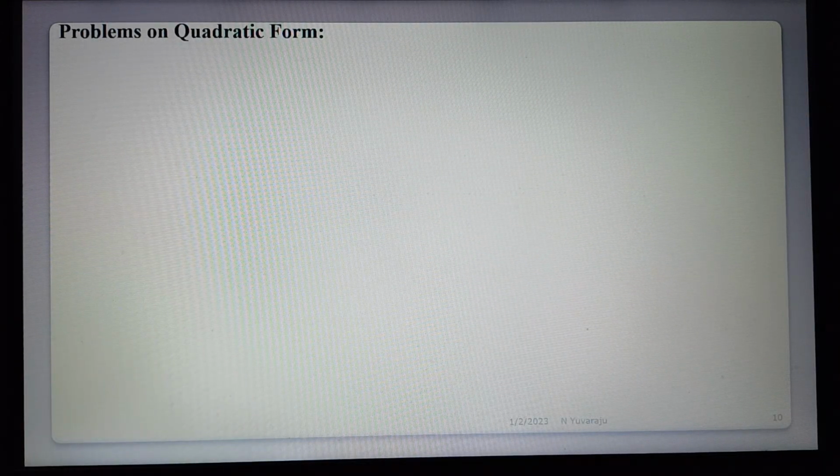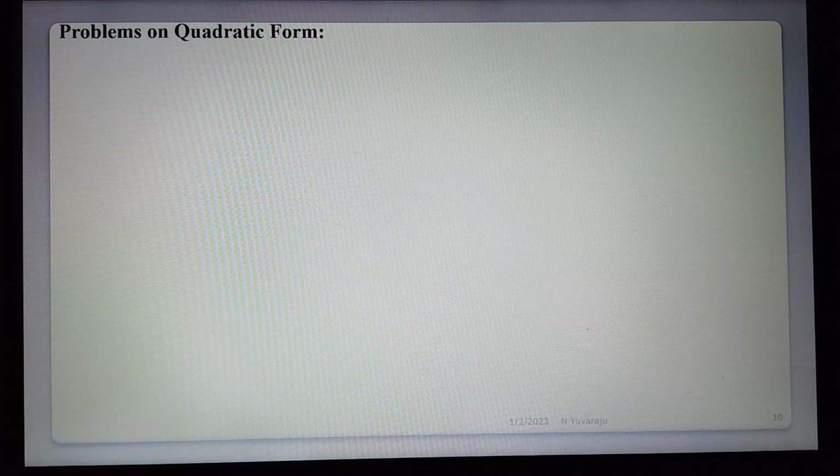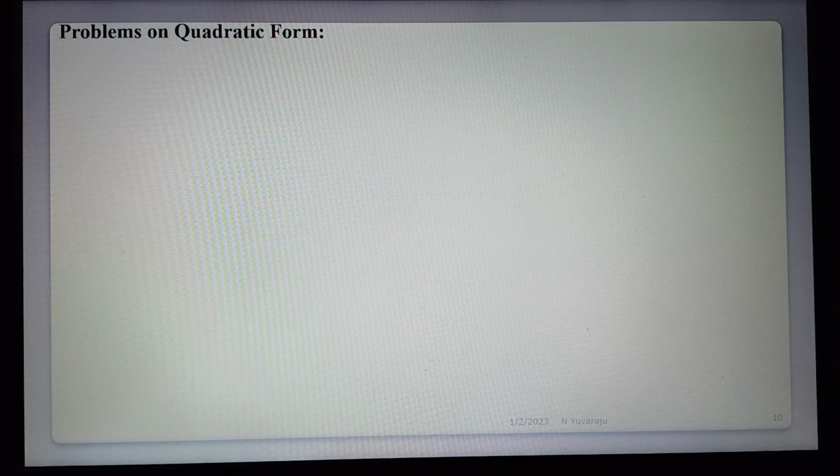Hi students, in this lecture we are discussing problems on quadratic form. In the previous lecture we discussed the definition of quadratic form and some basic definitions, that is, the rank of the quadratic form, canonical form, index, signature, and nature of the given quadratic form. Today in this lecture we do the problems.